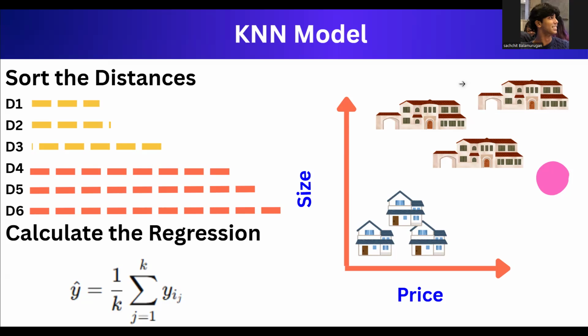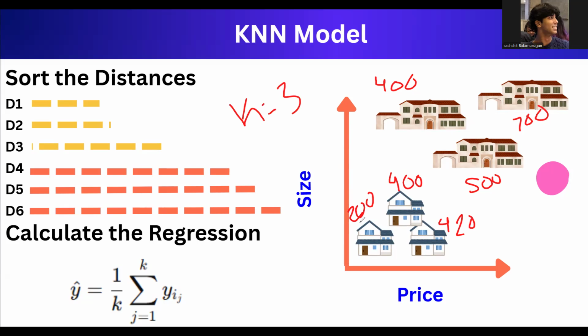Let's say this house is 400K. Let's say this is 500. This is 700. This is 200. Oh no. We'll say this is 200. We'll say this is 400 and we'll say this is 420. Let's say K is equal to 3.